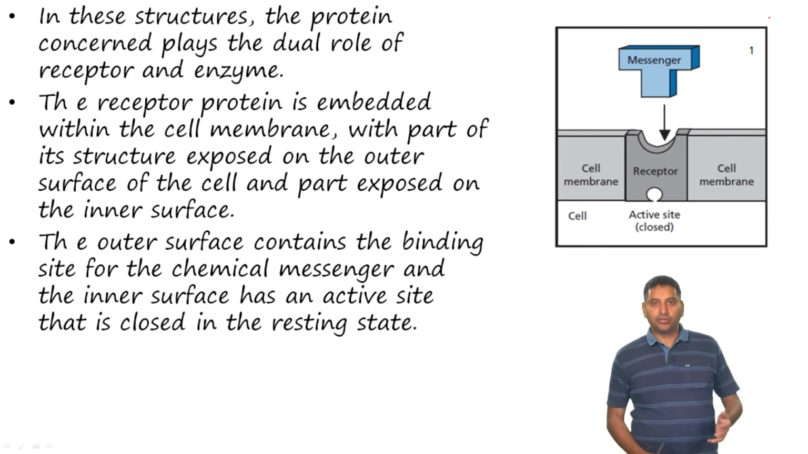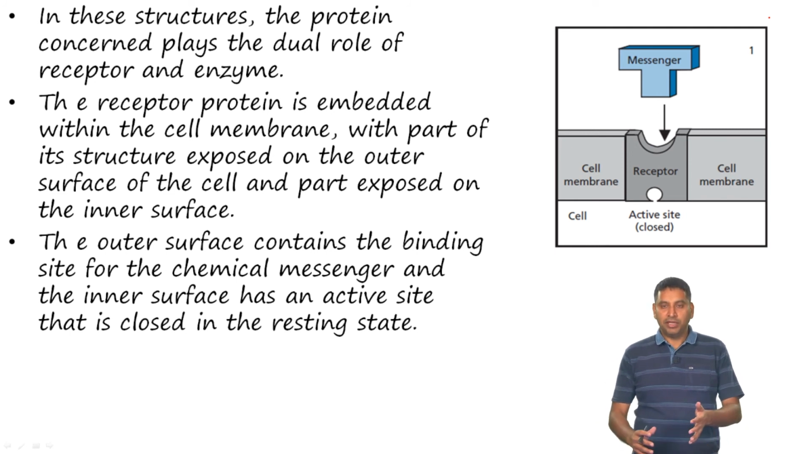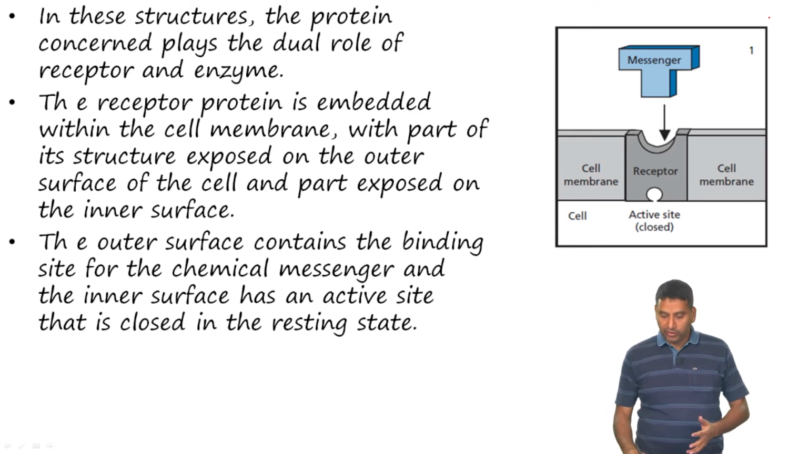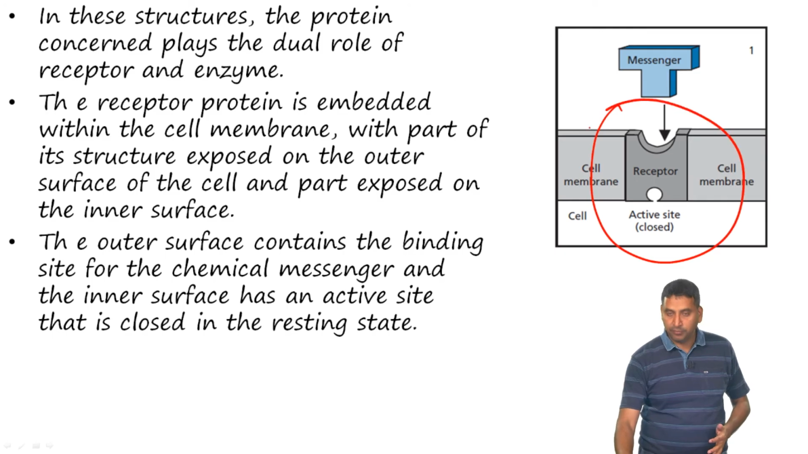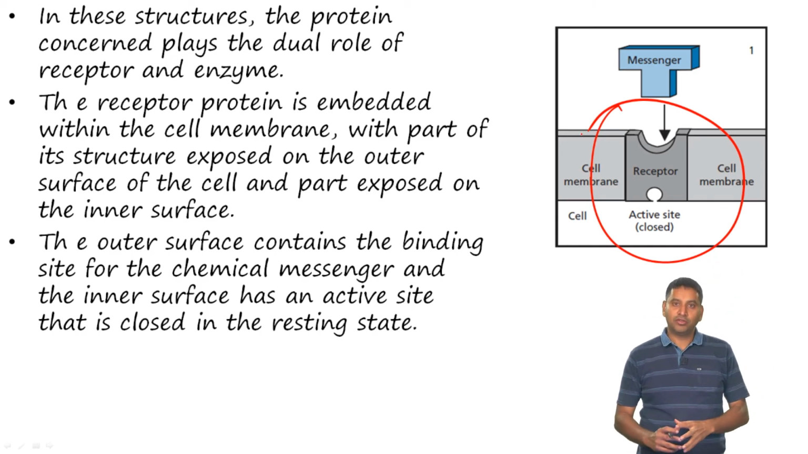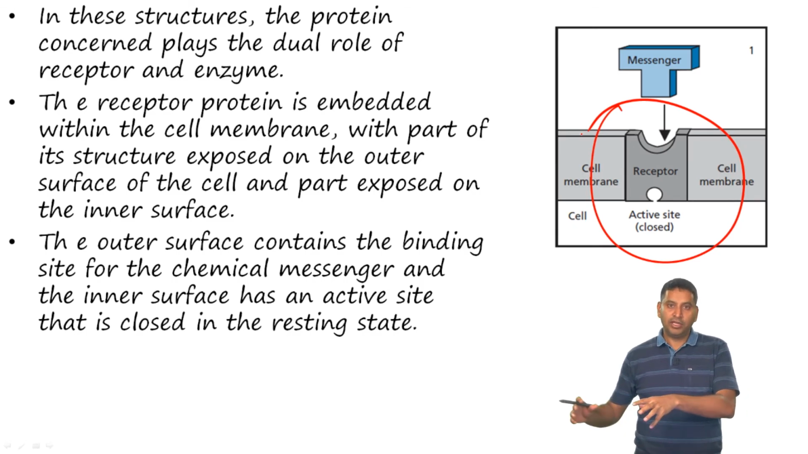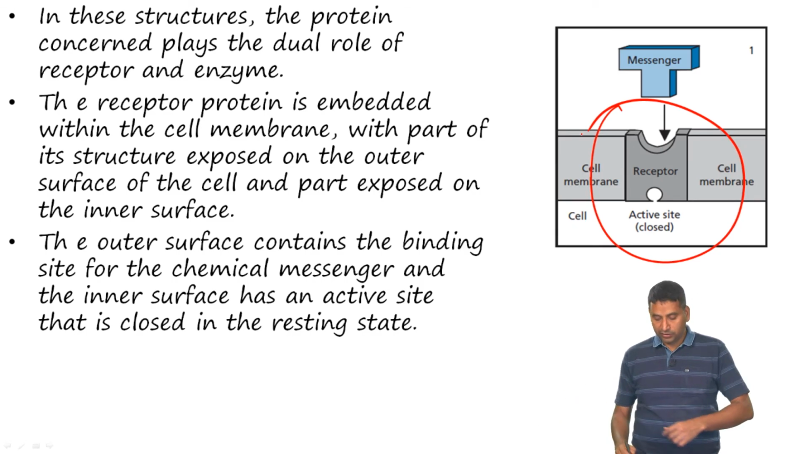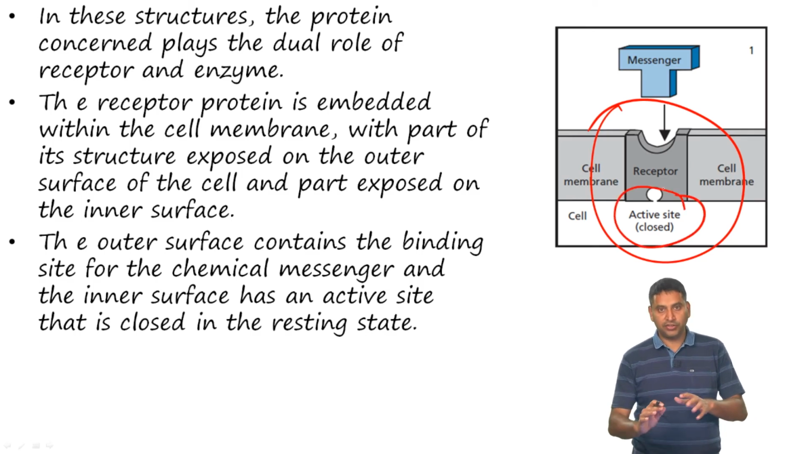So, in these structures, the protein concerned plays a dual role of both a receptor as well as an enzyme. The receptor here is embedded in the cell membrane, and one portion of this is exposed to the inner surface and the other one is exposed to the outer surface. The outer surface contains the binding site for the chemical messenger, while the inner surface has an active site in the resting state.